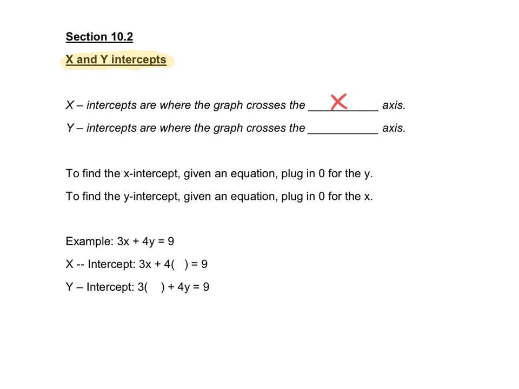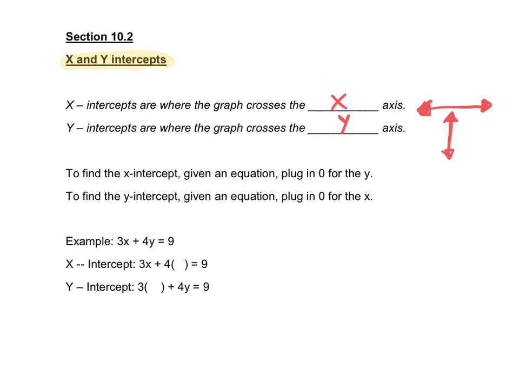Now, I'm going to draw out to the side what the x-axis looks like. Remember, the x-axis is the horizontal line where it goes through 0, 0. The y-intercepts are where the graph crosses the y-axis. And the thing to remember about the y-axis is it goes up and down. Okay? All right.